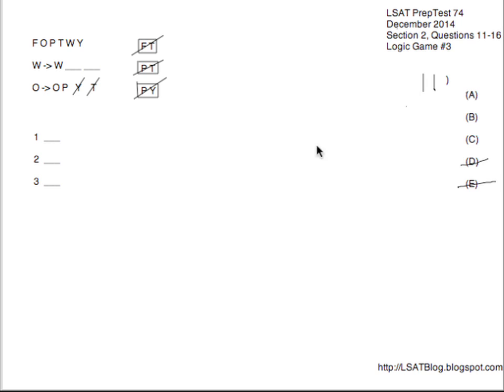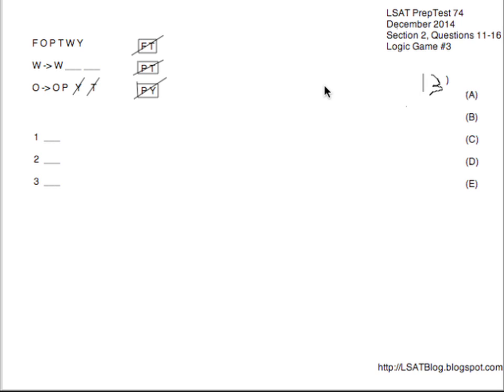We know that P and T are never together. Don't see anything remaining violating that. We know P and Y are never together. B violates that, so that's out. And we have the rule that if you have O, then you have O with P. And we see that choice C violates that, having O without P. So A by elimination for number 11.